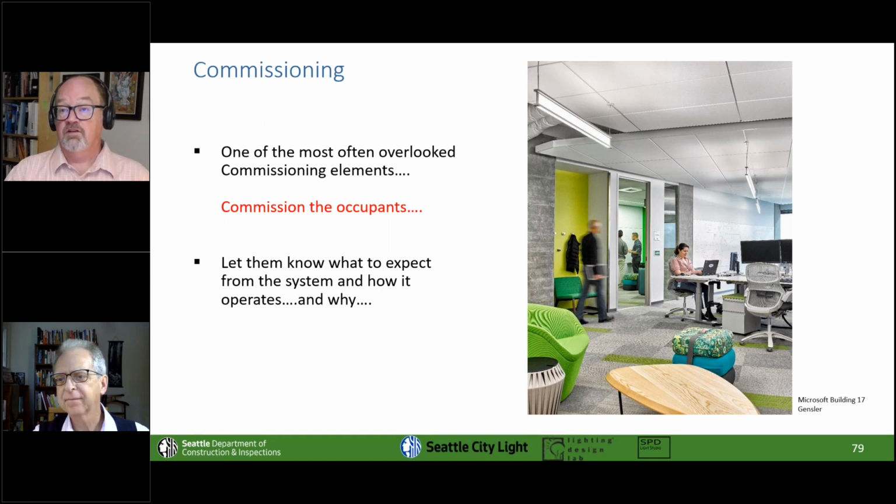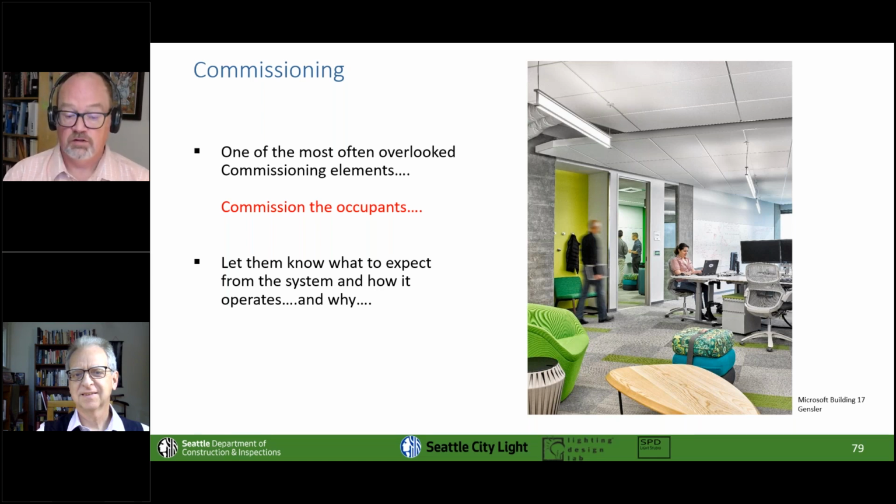One of the most important things about commissioning is commissioning the occupants. Let the occupants know what lighting controls are supposed to do so that they don't call maintenance and say that the light fixtures next to the window are not working. Yeah, they're working just fine. They're either dimmed down to a low light level or dimmed to off, one or the other, but let them know how it's supposed to function.